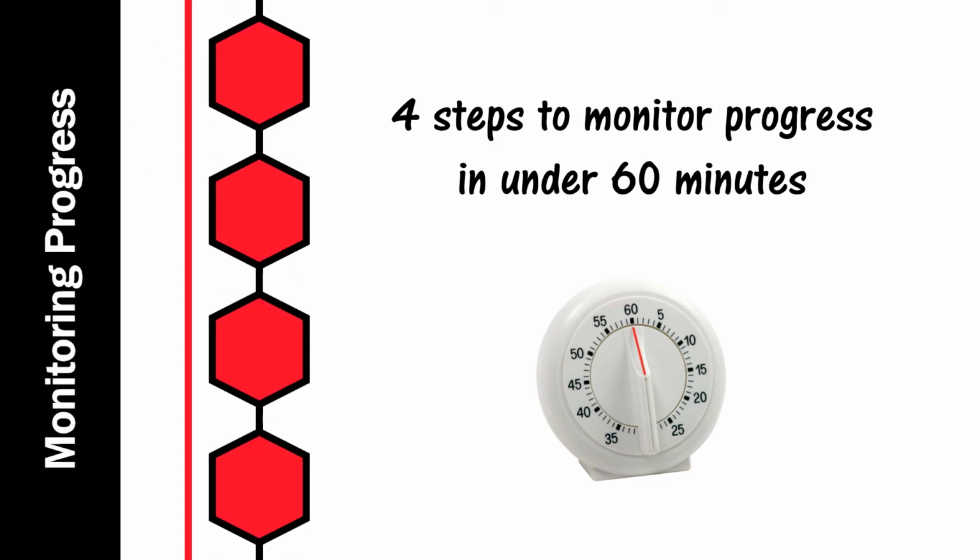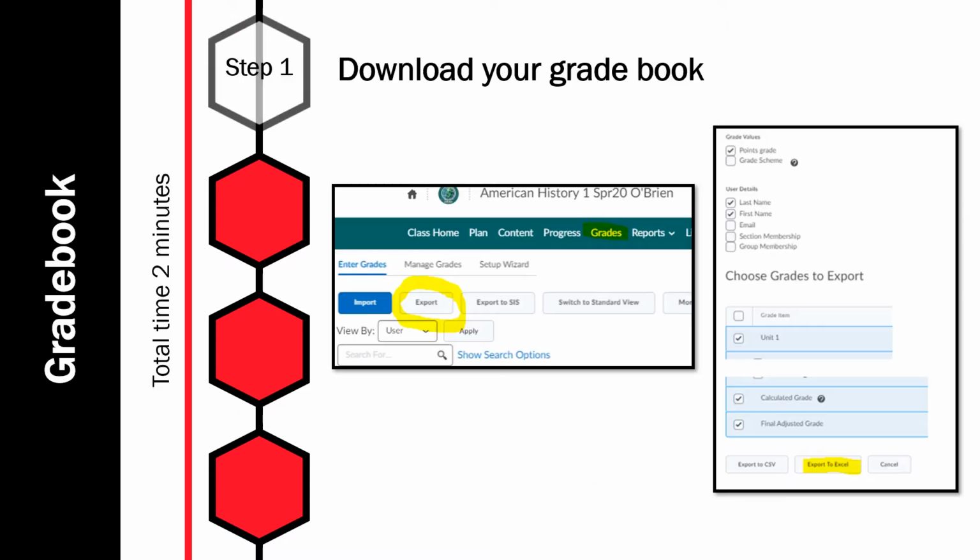This video will cover monitoring student progress in under 60 minutes each week. These 4 steps that we will cover can be completed in less than an hour. And while we know that people have different ways that they monitor progress, these best practices are suggested to help you maximize your time and be sure that you reach out to students who are failing your class.